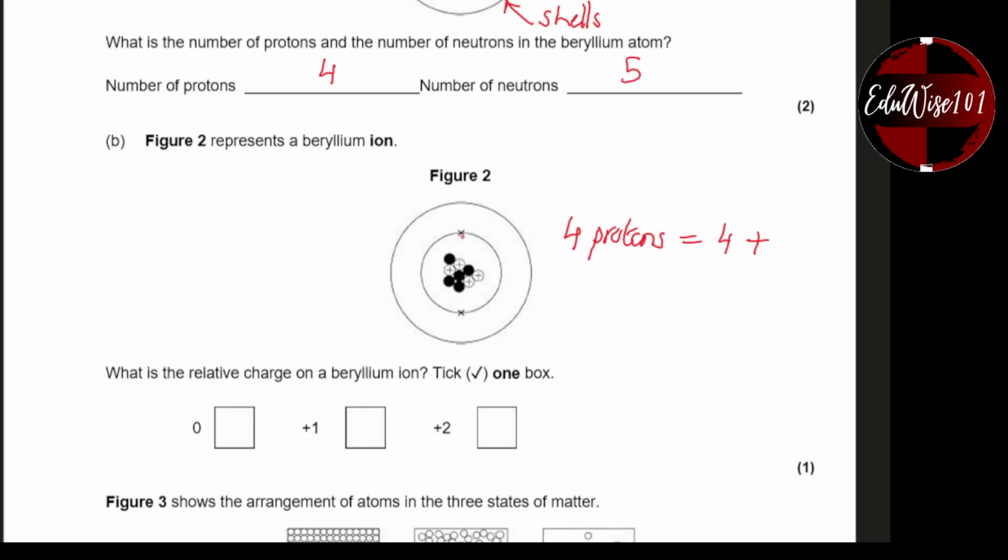Now, the electrons have negative charges. There's only 2 electrons here, and there's no electrons in this shell, right? So, 2 electrons with a negative charge. So, if you add these up, you get 2 positive charges. So, it will be 2+.